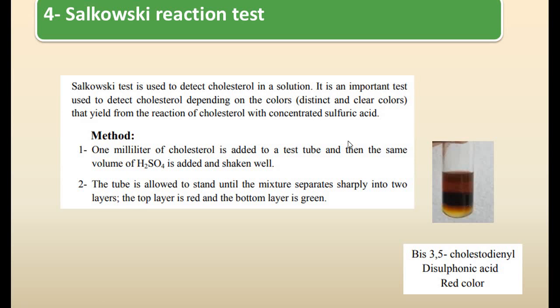And this is due to the reaction of cholesterol with the sulfuric acid. After reaction of cholesterol with the sulfuric acid, it will form bis 3,5-cholestadiene, which is as usual formed in the Lieberman-Burchard test. But after that, it will form bis 3,5-cholestadienyl disulfonic acid, and due to the presence of this, it produces a red color in the test tube. So the presence of this red color will show a positive test in the Salkowski reaction test.